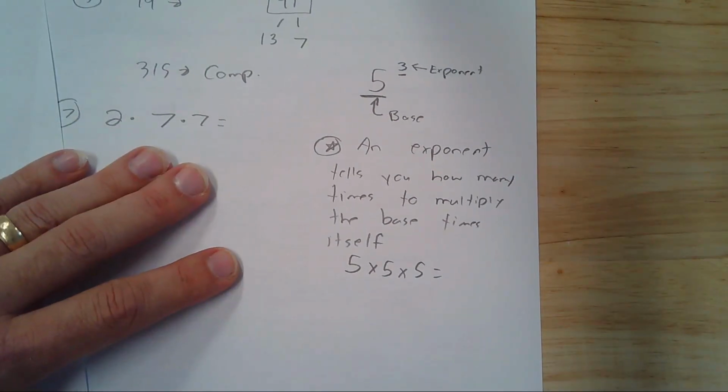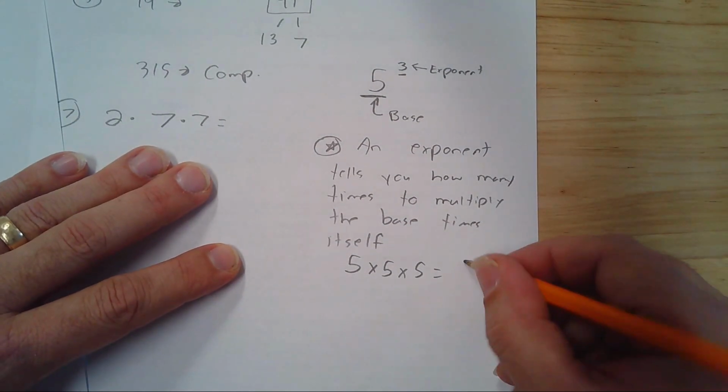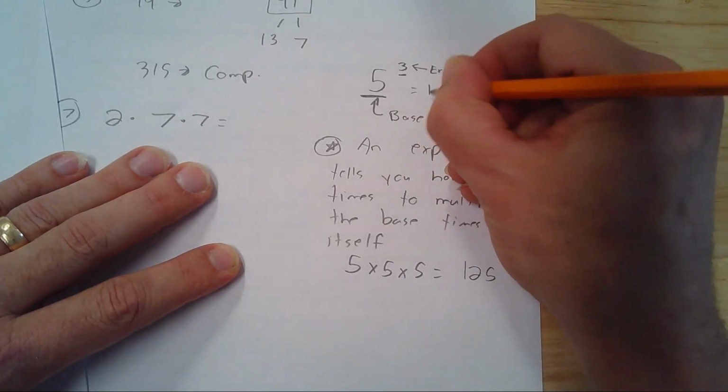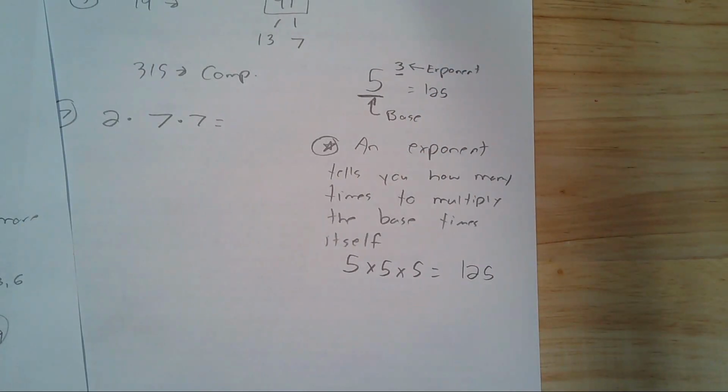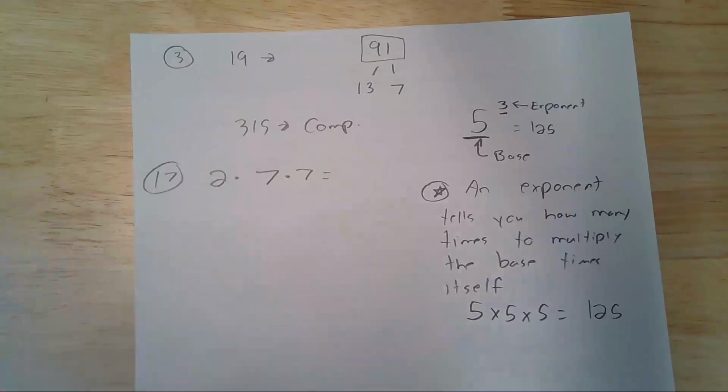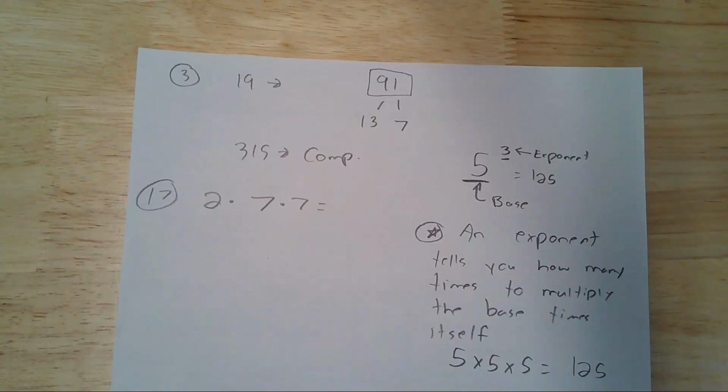5 times 5 is 25. 25 times 5 is 125. 5 to the 3rd power is 125, or 5 times 5 times 5. So what we're doing here is writing these answers in exponential form.